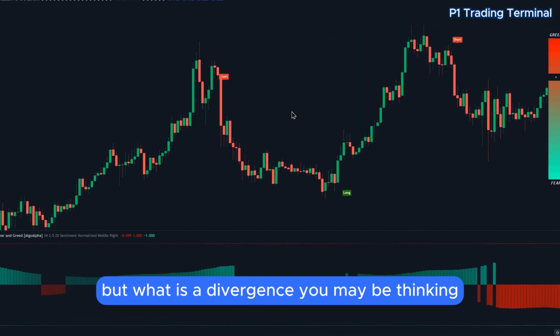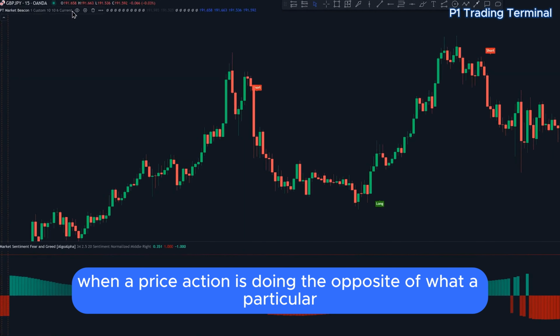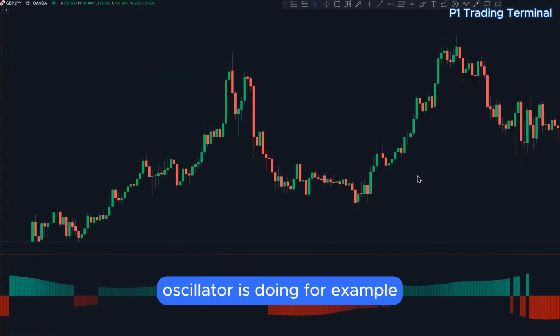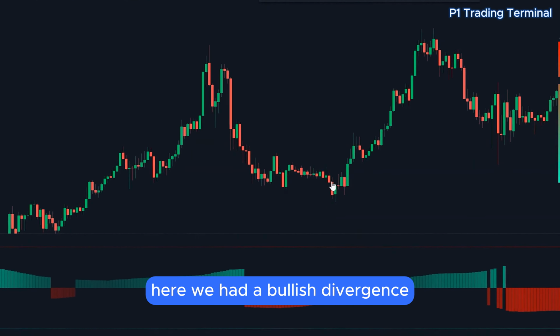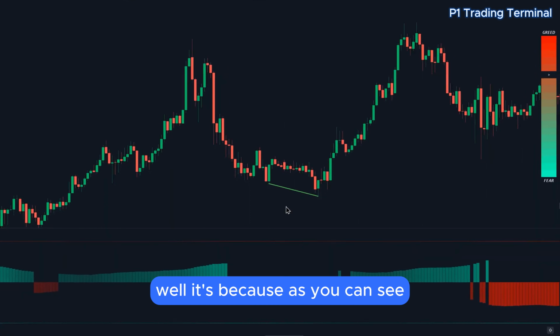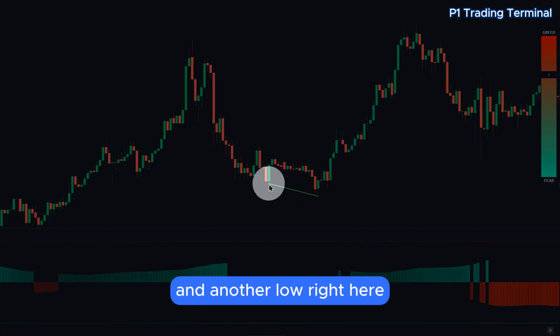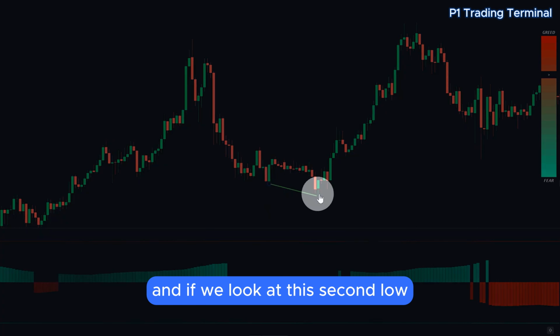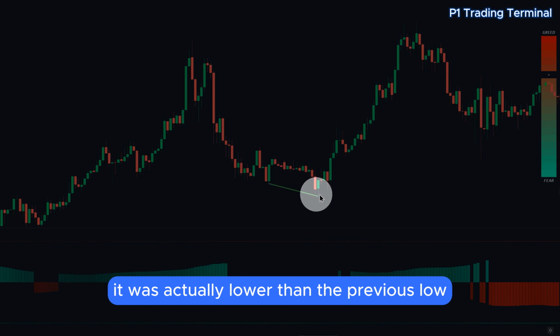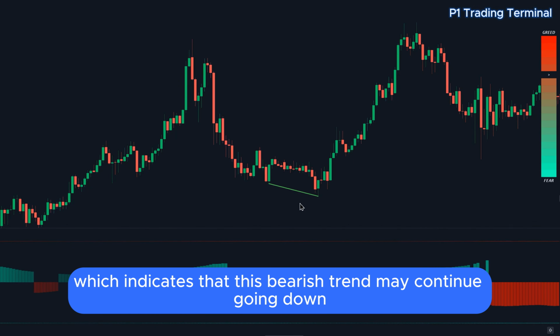but what is a divergence, you may be thinking? Well, a divergence occurs when price action is doing the opposite of what a particular oscillator is doing. For example, here we had a bullish divergence. How do we know it was a bullish divergence? Well, it's because as you can see, the price established a swing low right here and another low right here. And if we look at this second low, it was actually lower than the previous low, which indicates that this bearish trend may continue going down.